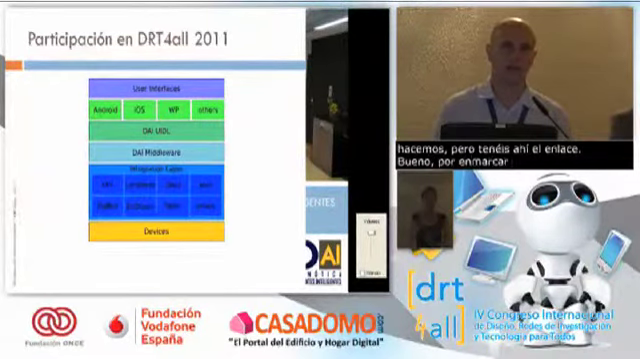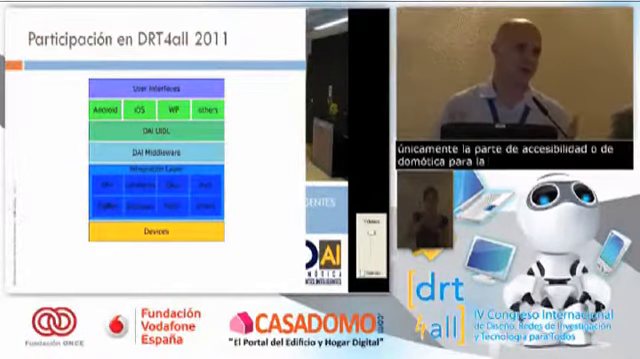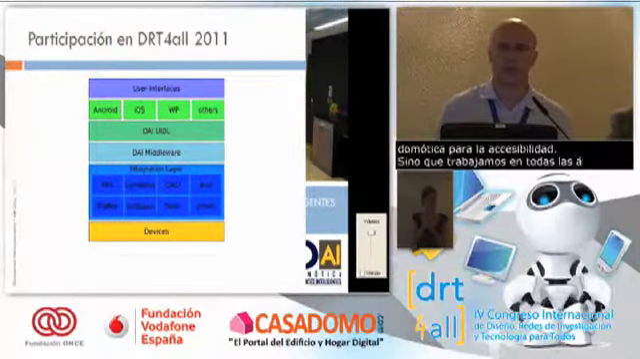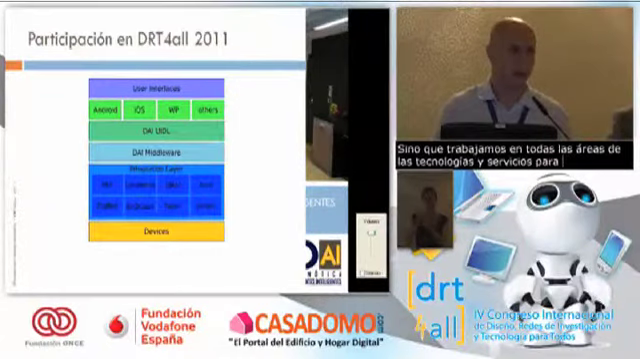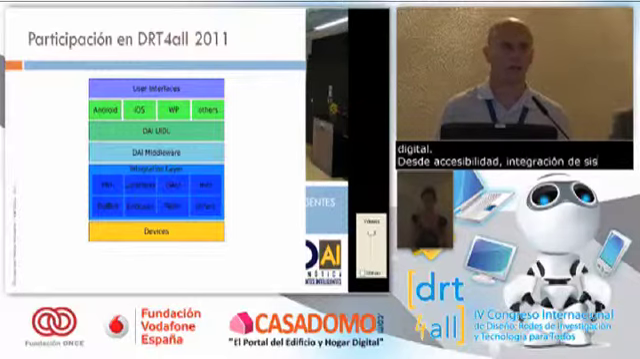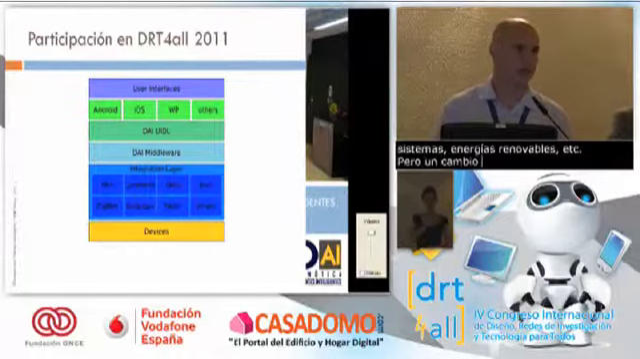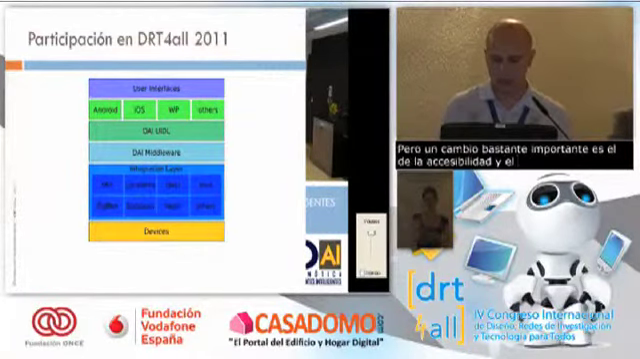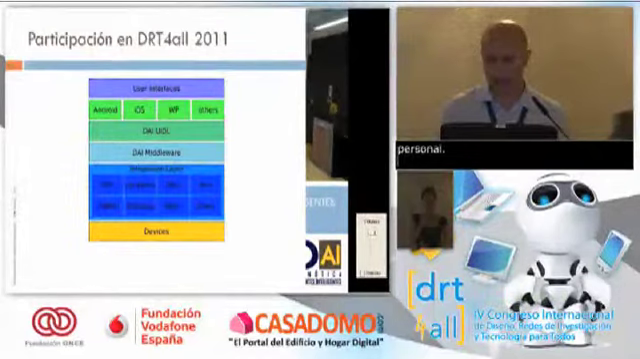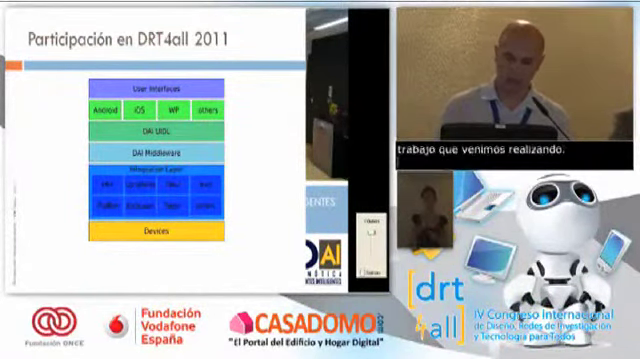So, to explain the framework for the work that we do, we don't work just on accessibility or domotics for accessibility, but also in all areas for technologies and services for the digital home, so accessibility, system integration, renewable energies, etc. But a considerably important area is accessibility and the integration of the person in their setting. So here we've got an outline to help explain the work we've been doing.